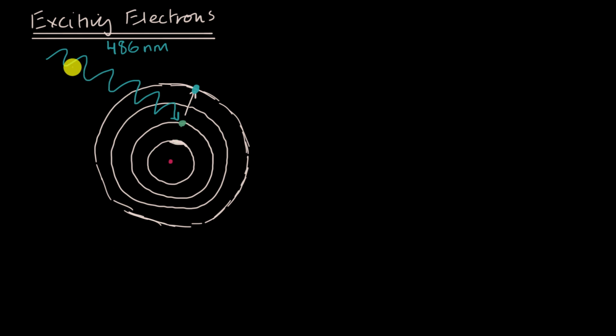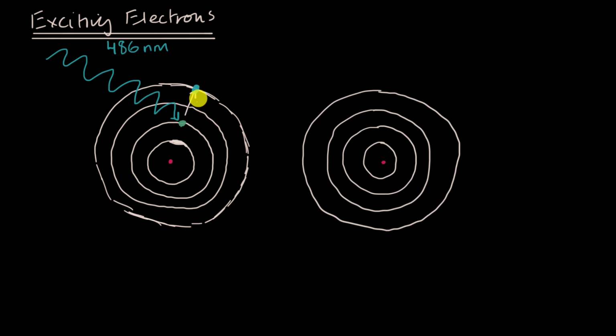So it will absorb that photon, and then after some time, it can come back down. And when it comes back down, I could do it over here. So after some time, that excited electron can go back from the fourth shell to the second shell. And when it does, it will emit a photon of that same wavelength. So as that happens, it will emit a photon of 486 nanometers.